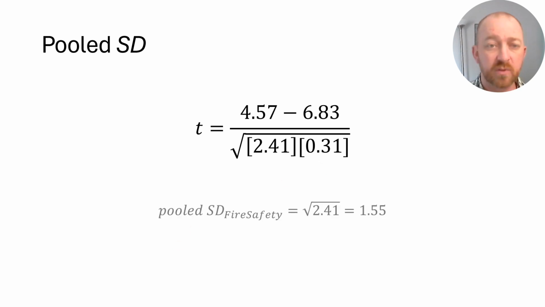Now, of course, once you do the math, the square root of 2.41 is 1.55, and then it goes on for a while, but I'm rounding to two decimal places, which is perfectly fine. Okay, so that's how we obtained our pooled standard deviation. Now we need to plug it into the equation and we'll work out the math.